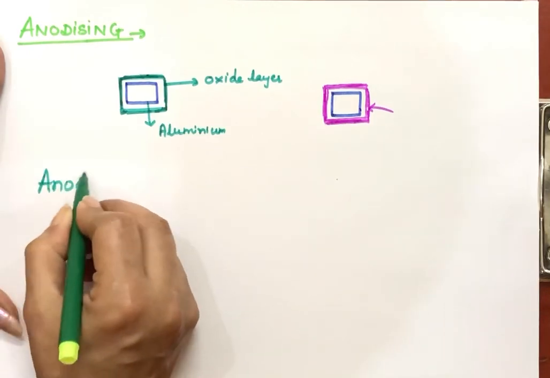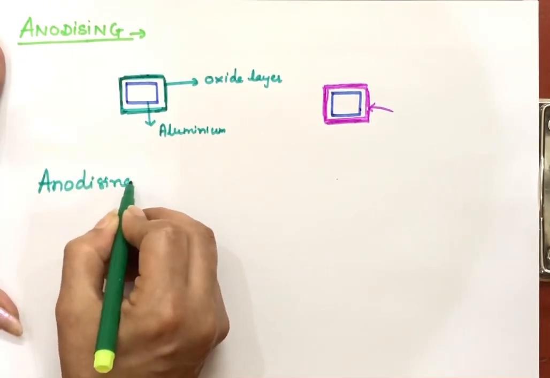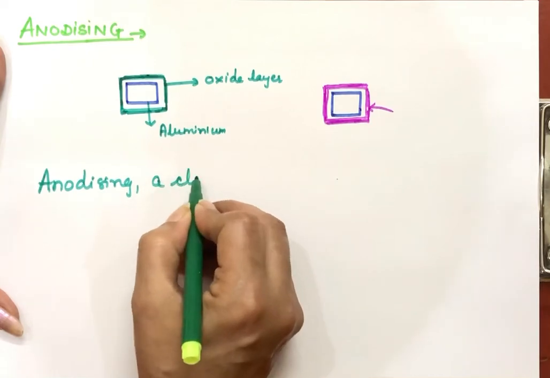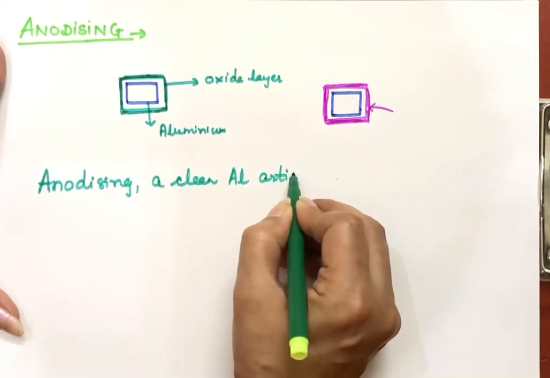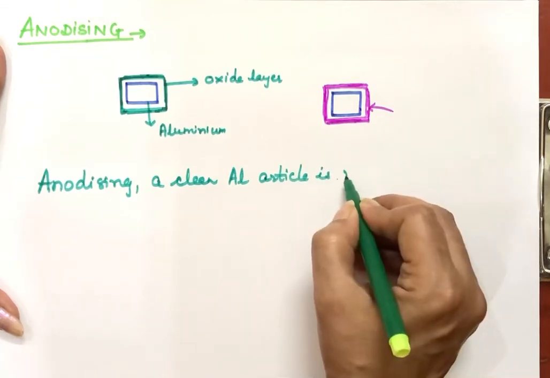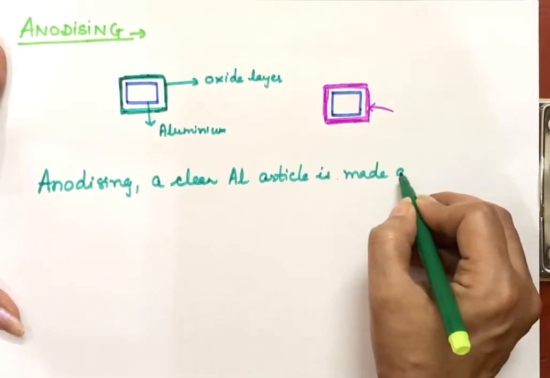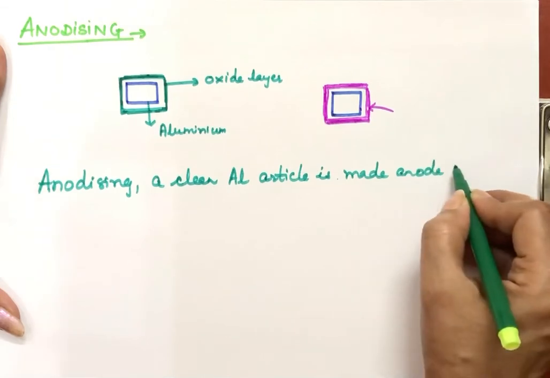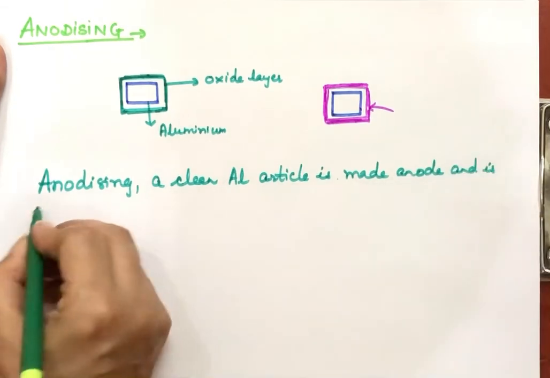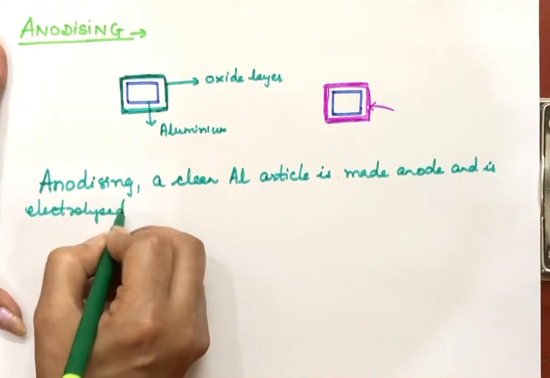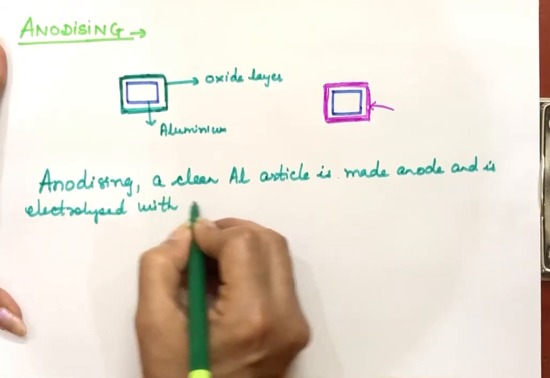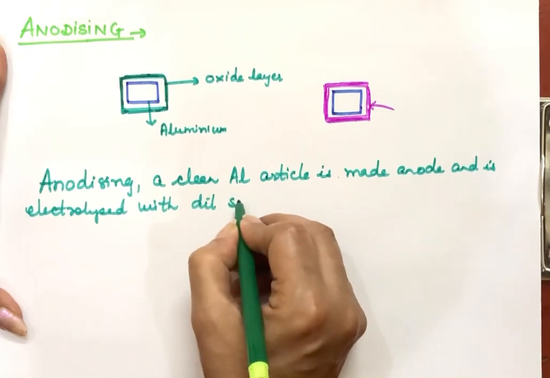So during anodizing, a clean aluminium article is taken, a thing made up of aluminium is taken, and this is made the anode and is electrolyzed with dilute sulfuric acid.